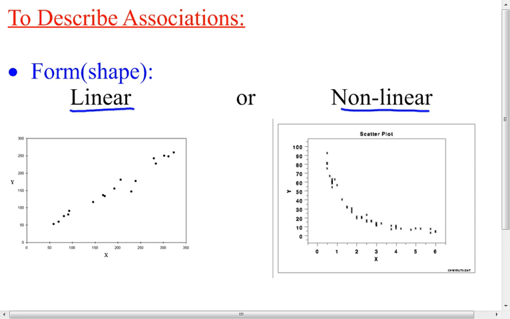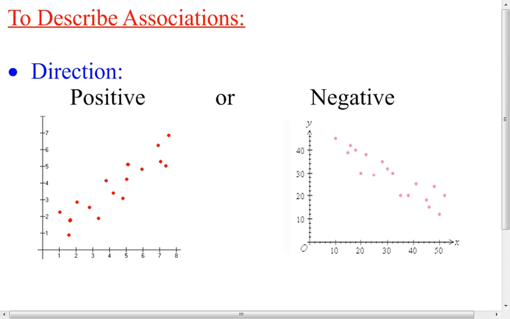Okay. Then we need to look at direction. Direction kind of is like looking at the slope. So if your dots form what looks like a positive slope, just like when you were graphing lines, then the direction is positive. If it looks like it's a negative slope, then the direction is negative. Okay?